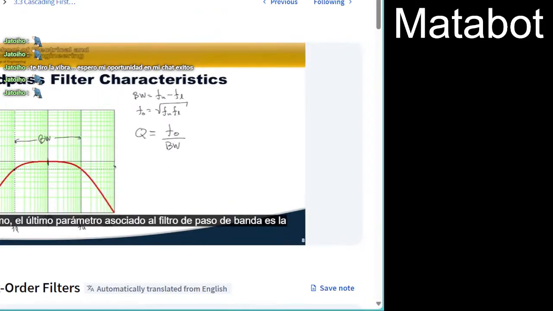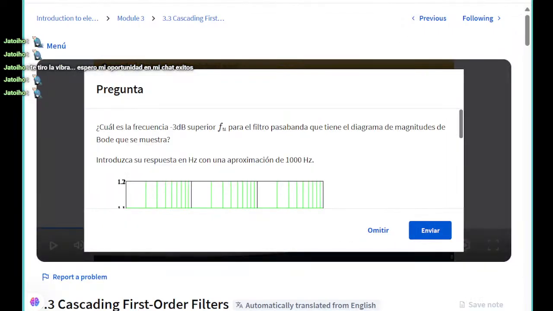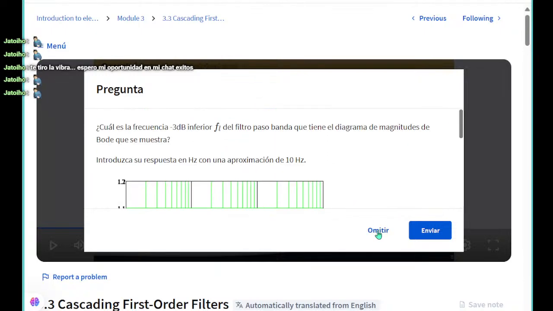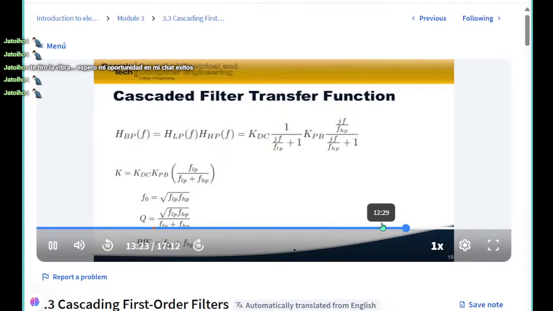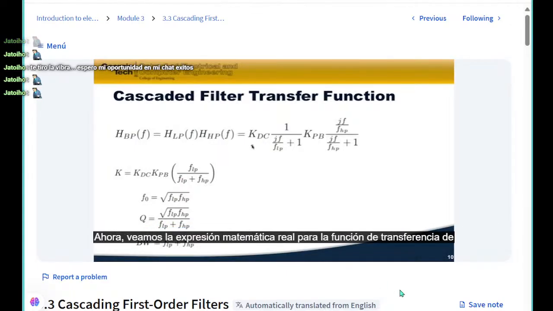And finally, the last parameter associated with the bandpass filter is the passband gain, KPB, where again for this filter it has a value of 1. Now let's look at the actual mathematical expression for the transfer function of this cascaded filter that we formed from a first-order low-pass and a first-order high-pass.